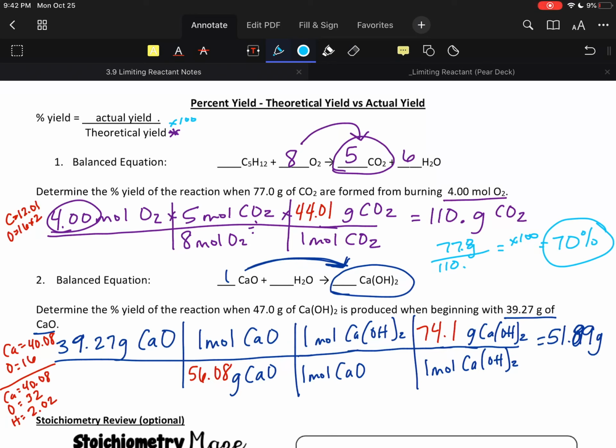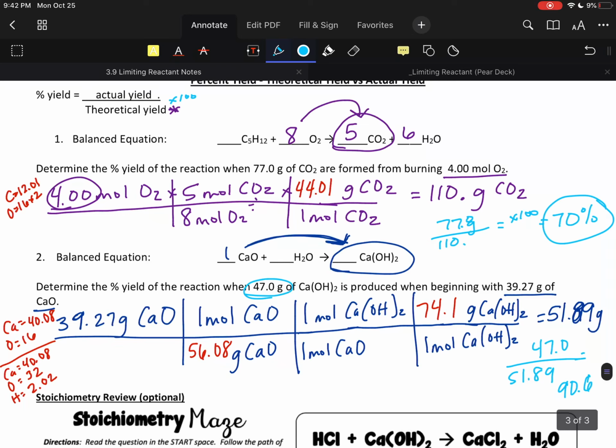So for my formula, remember my actual, this is what it said I produced, is produced. Okay, so that's my actual. So I'm going to take 47, divide by the 51.89. Don't forget to multiply by 100, because percents are always in 100. And we end up with a 90.6%. Okay, which is really good actually.